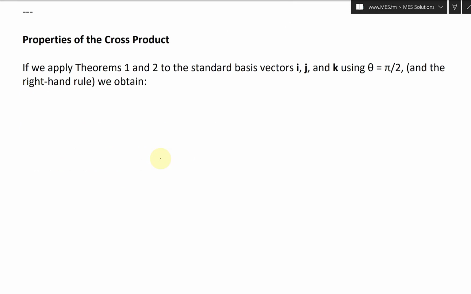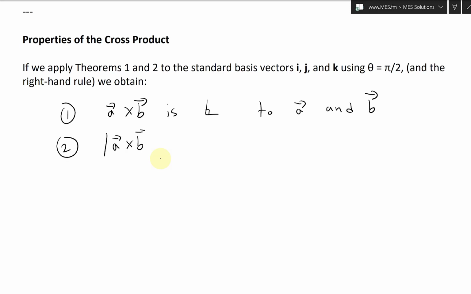So we have property 1. We have theorem 1, A cross B is perpendicular to A and B. Then theorem 2 is that the length of A cross B, the parallelogram, equals the length of A times the length of B, and then sine theta.